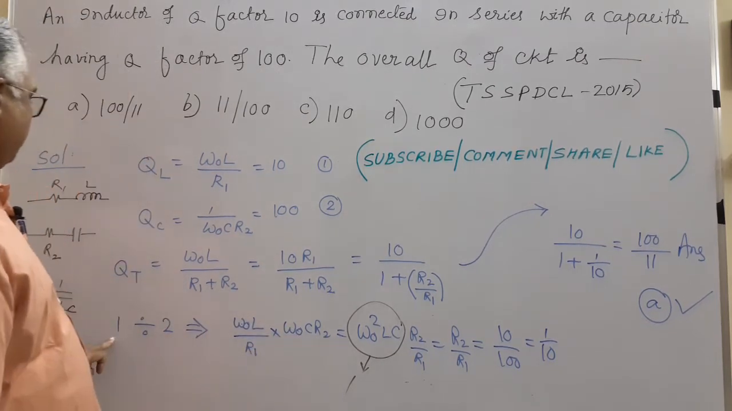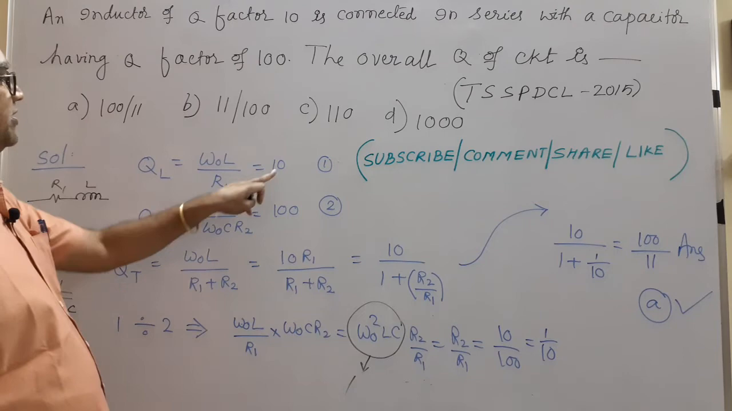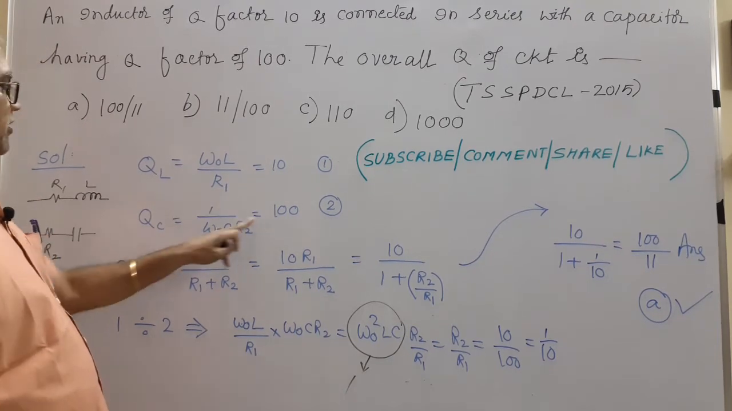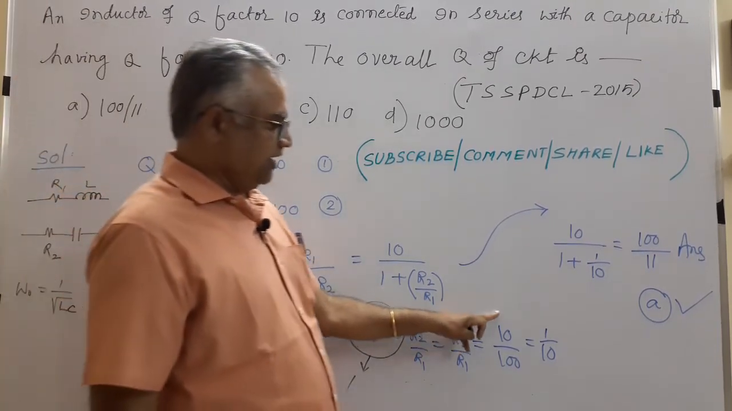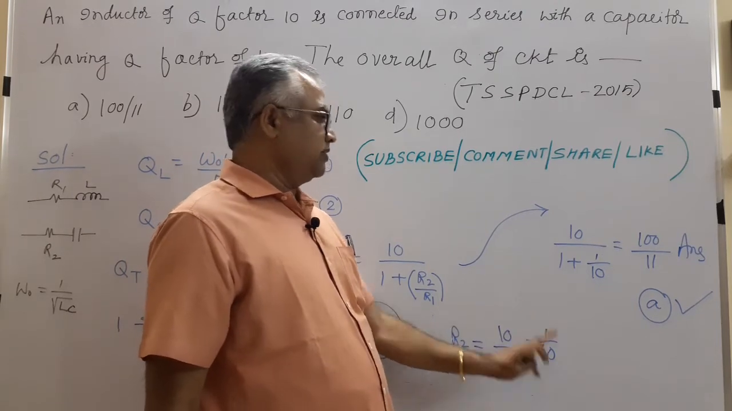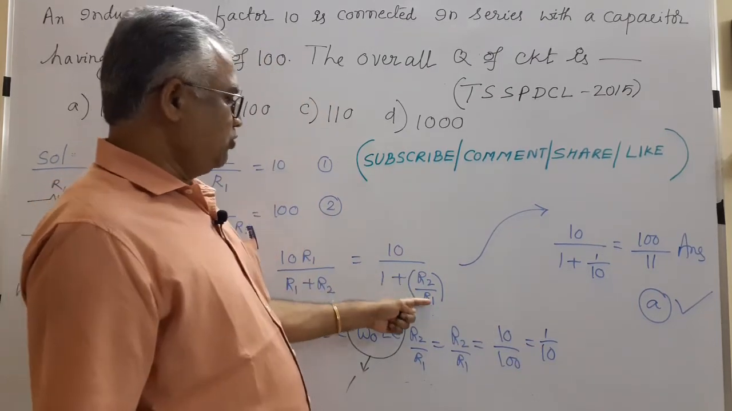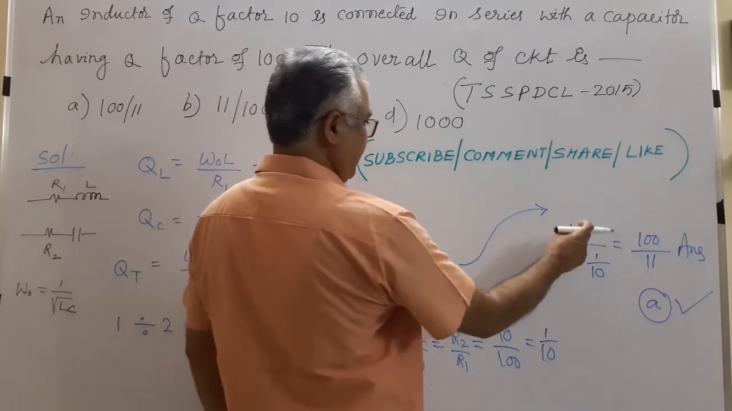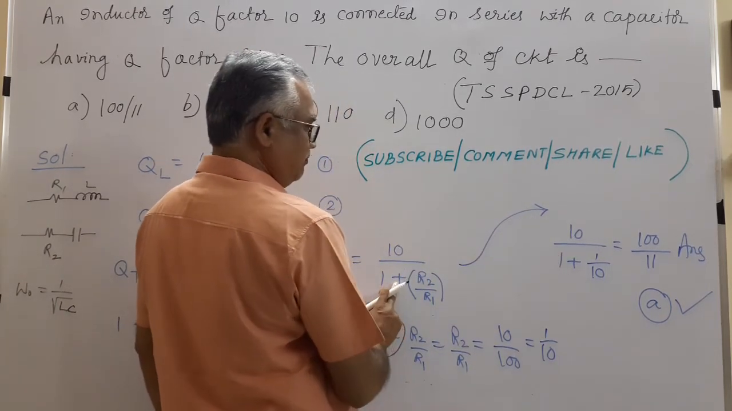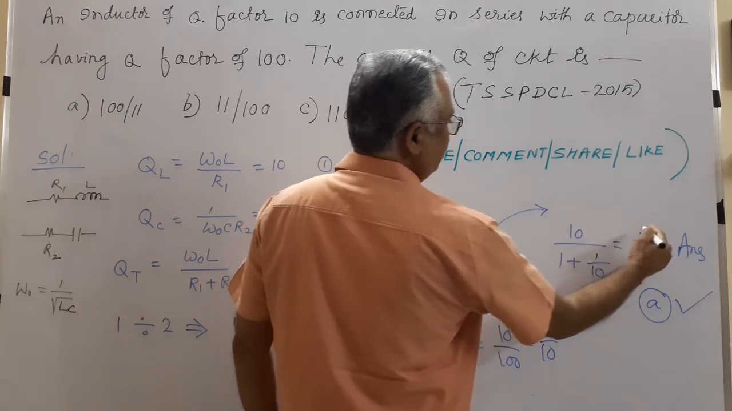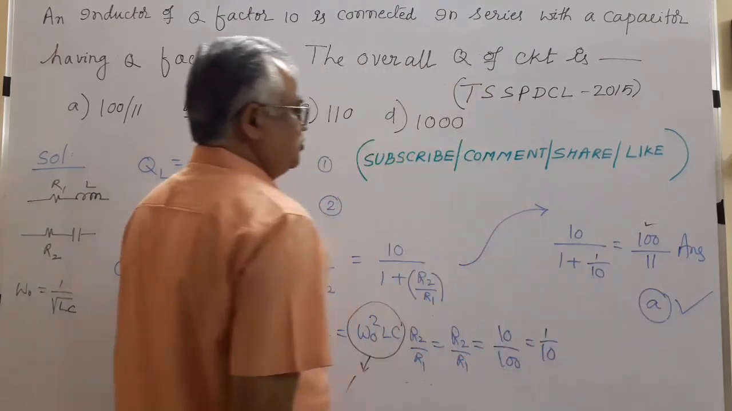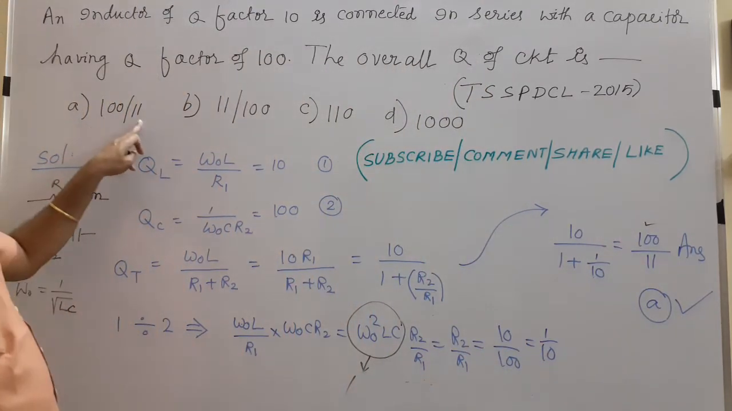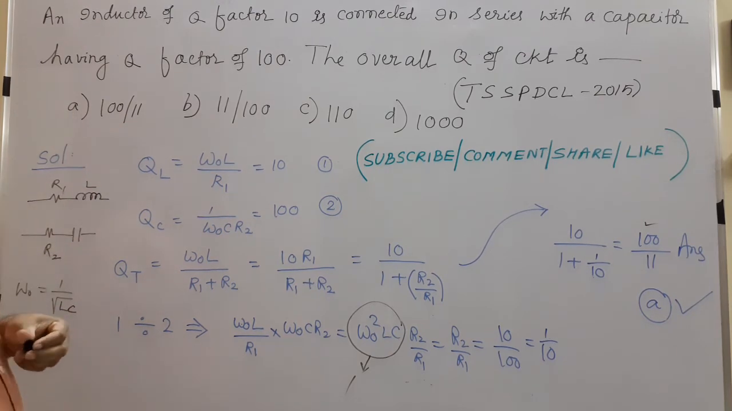And the quality factor of this is 10, the quality factor of this is 100, so it is 10 by 100 equal to 1 by 10. And this R2 by R1 is 1 by 10. So you further simplify: 10 by (1 plus 1 by 10), simplify, and you are getting this. So 100 by 11 is correct. 100 by 11, option A is correct.